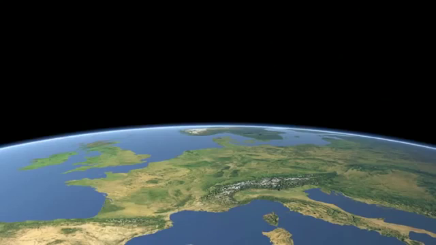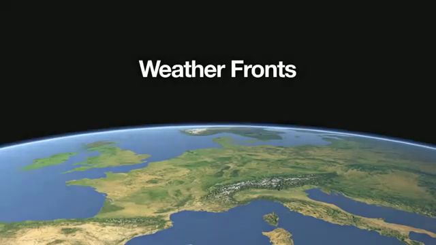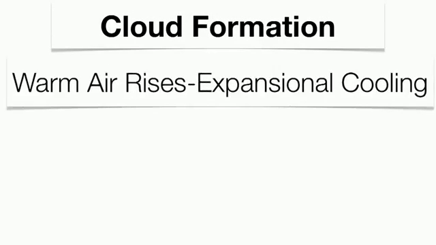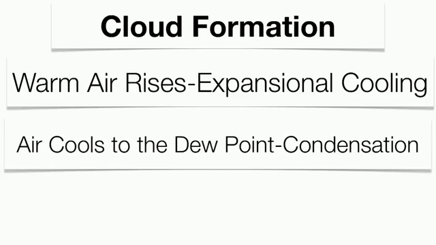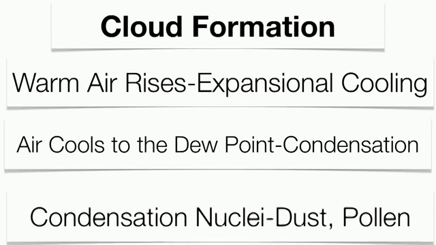Today we're going to talk about weather fronts. Well, before we get into fronts, we've got to talk a little bit about clouds first. Clouds form when warm air rises. As warm air rises through the troposphere, it's going to cool off. But due to the lack of pressure, the air mass is going to expand. So it's a special type of cooling called expansional cooling. It's going to cool to the dew point, and at that dew point you're going to get cloud formation, condensation, and inevitably you'll get some precipitation as well.